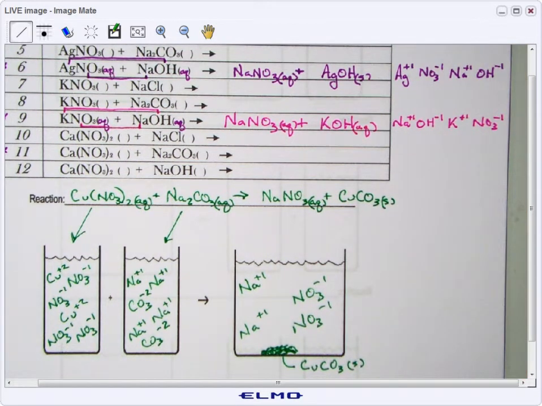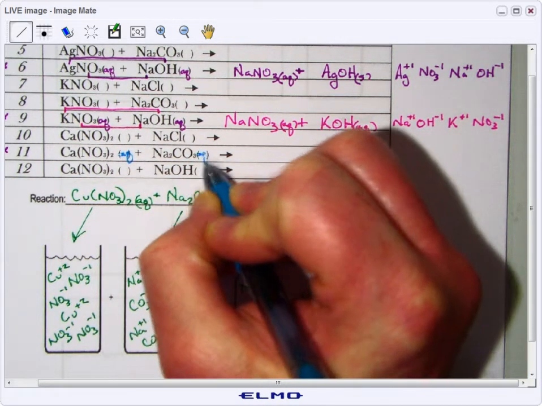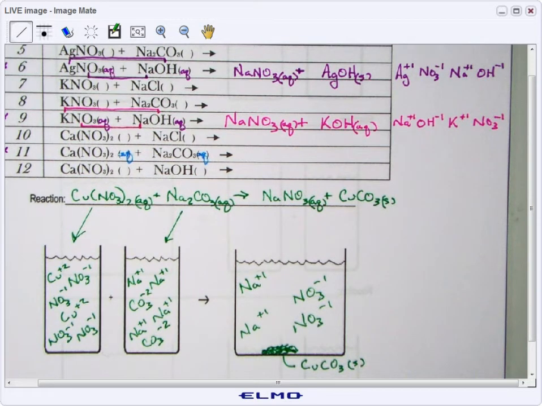So that's something that you would see that normally would write no reaction because you don't see anything happening. I can mix two liquids together and nothing happens. Okay. And then the last one, again, they're both aqueous. They both dissolve in water.